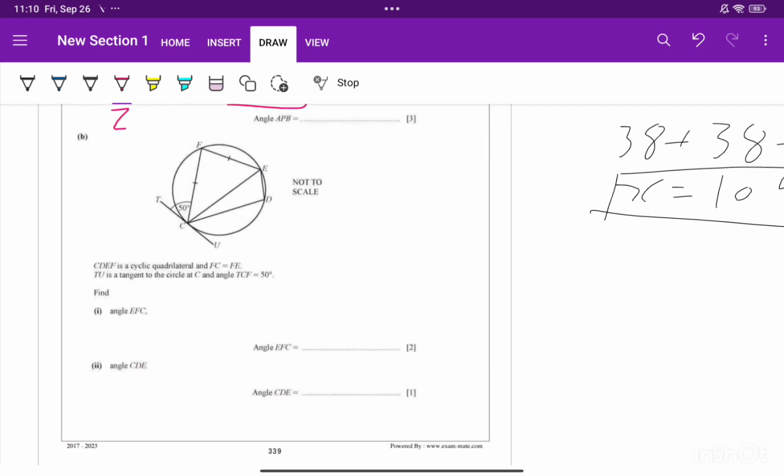Part B. CDF is a cyclic quadrilateral and FC is equal to FE. TU is tangent to the circle at C. Angle TCF is equal to 50 degrees. Find angle EFC.